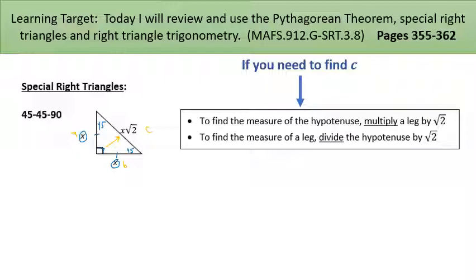Now, if we know the hypotenuse and we're trying to find A and B, then we have to not multiply, but divide the hypotenuse by the square root of 2. Okay, that's what you have to know. So you have to always look at what you have and what you are trying to find, and that's going to tell you whether you have to multiply or divide. If you know the leg and you're trying to find the hypotenuse, you multiply by the square root of 2. If you know the hypotenuse and you're trying to find the leg, you divide by the square root of 2.